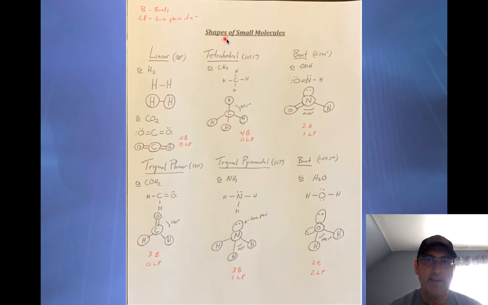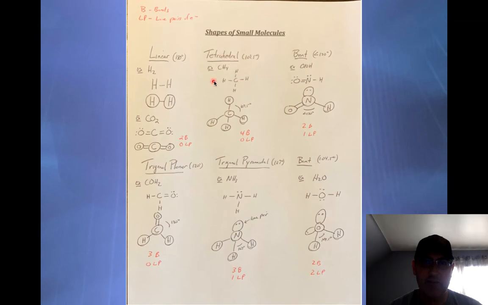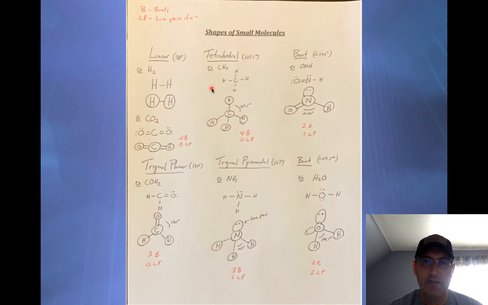Okay, now let's jump up here to CH4, our next example. Pretty simple Lewis structure, no lone pairs around hydrogen, just 4 single bonds, hydrogen to carbon. So if we look at this Lewis structure, it has 4 atoms bonded to the central atom and 0 lone pairs. So that means that it's tetrahedral in shape.